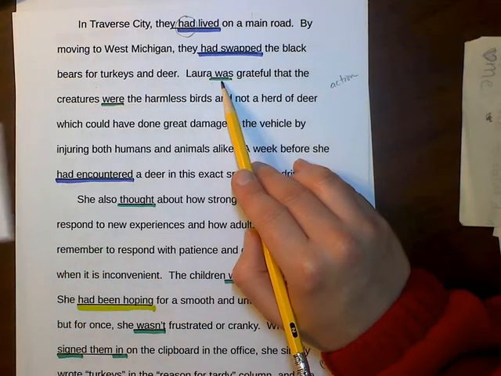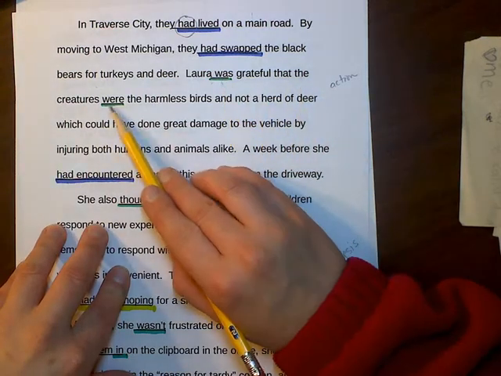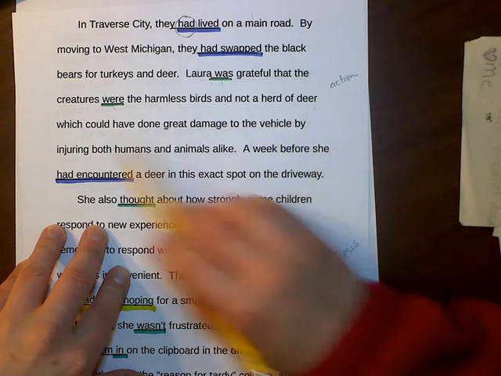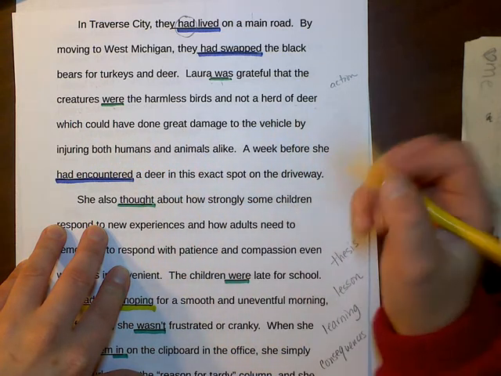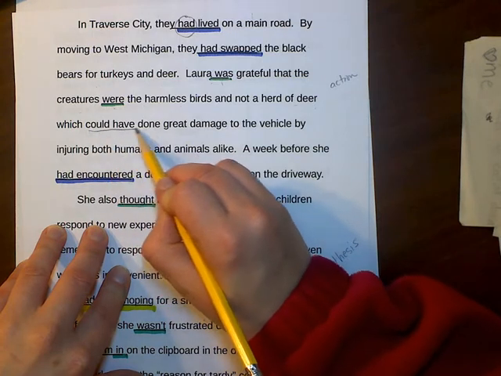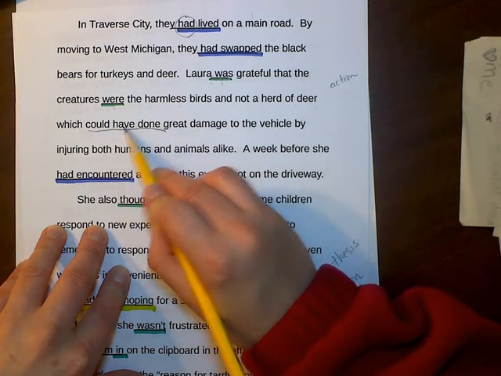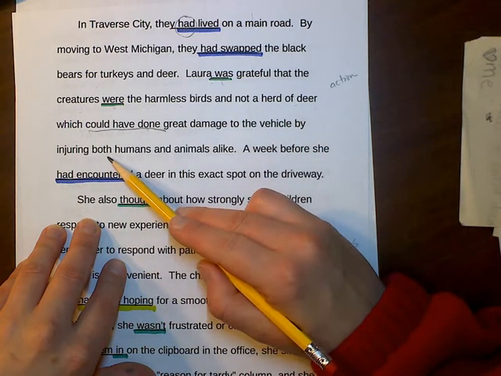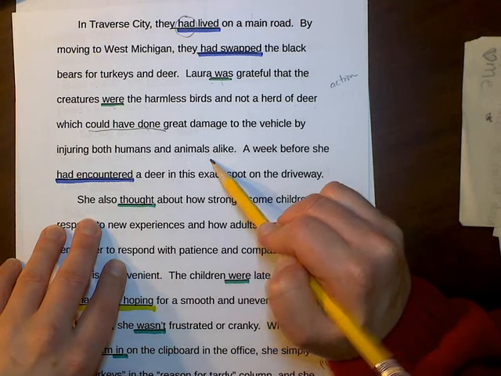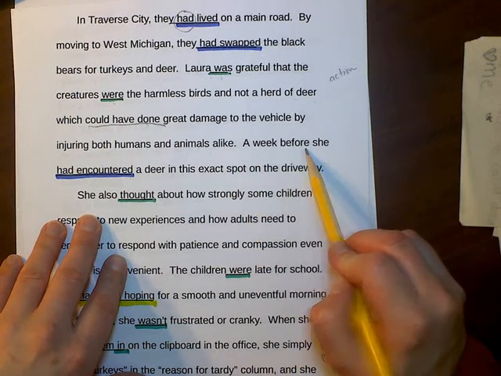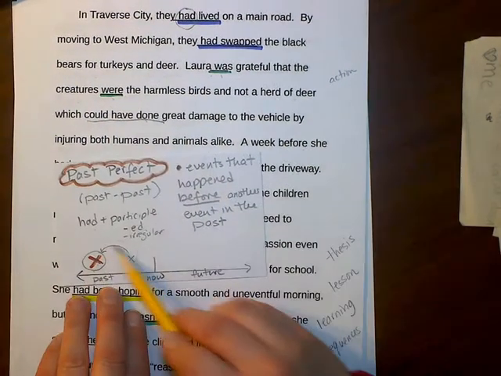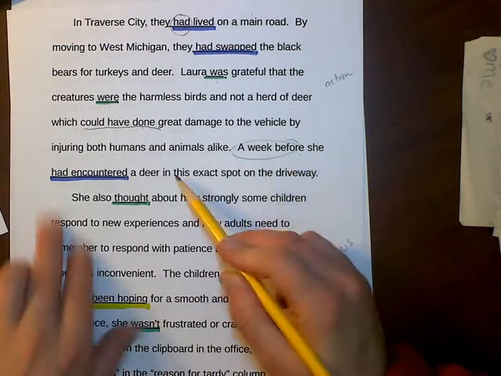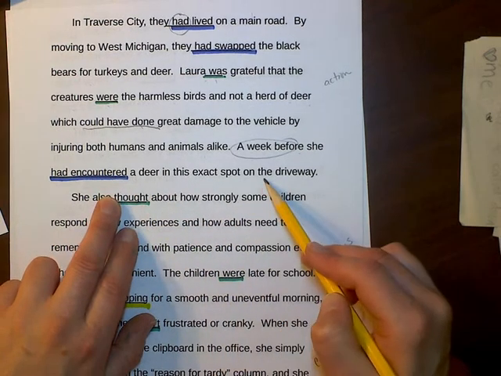Laura was, simple past, grateful that the creatures were, simple past, the harmless birds and not a herd of deer, which could have done, I missed one, could have done, all right, this is could plus present perfect, could have done great damage to the vehicle by injuring both humans and animals alike. A week before, she had encountered a deer in this exact spot on the driveway.